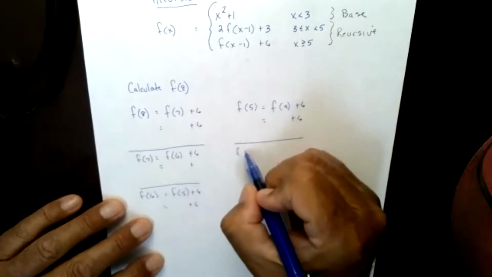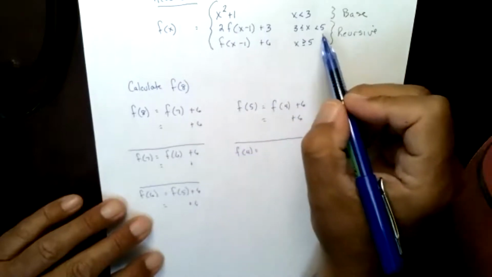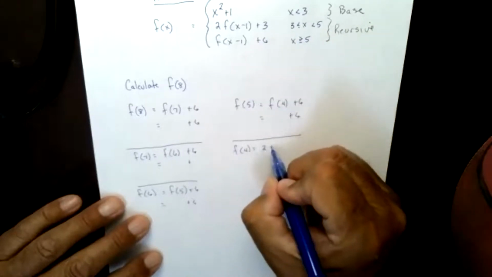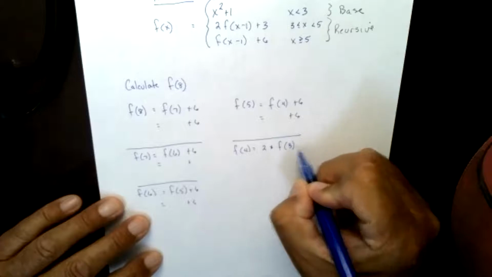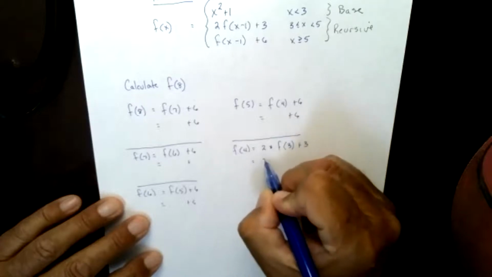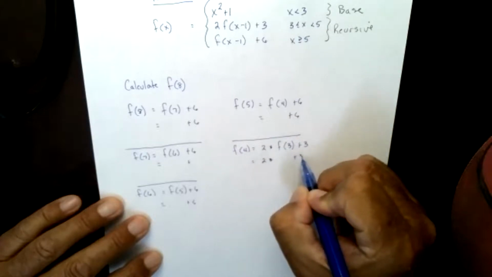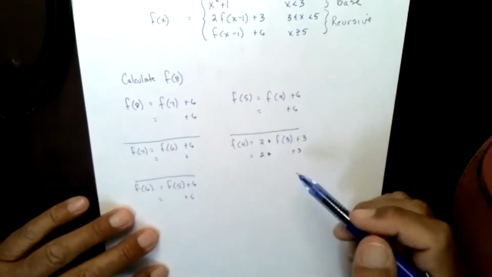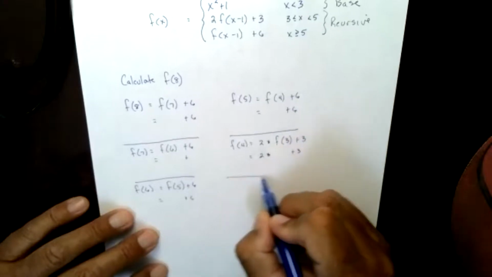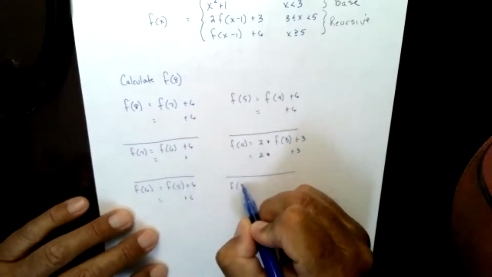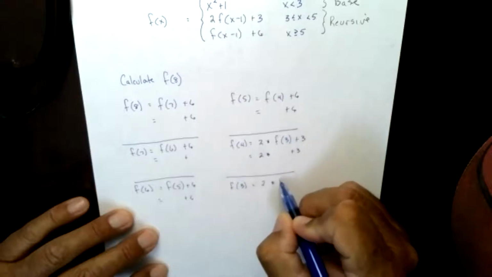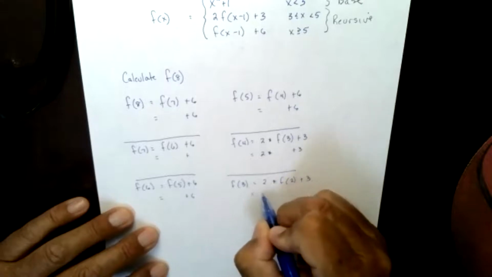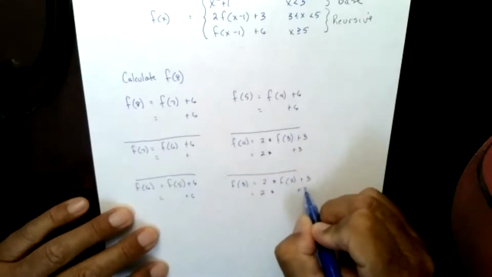Now I need f of 4. Things start to change for me. f of 4 falls in this range. In order to find f of 4, it's going to become 2 times f of 3 plus 3. So I keep recursively going down and down and down. I need to find f of 3. f of 3 is going to be 2 times, in this case, f of 2 plus 3. 2 times, I don't know what that is yet, plus 3.